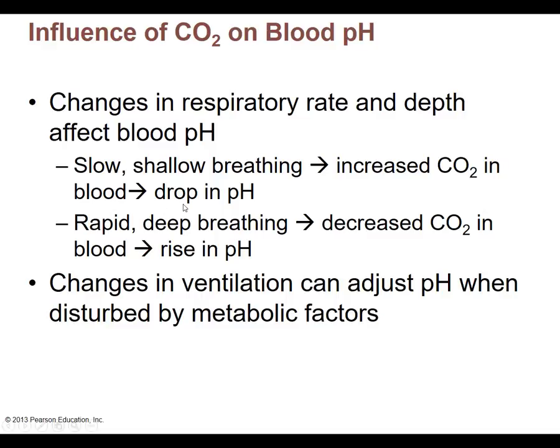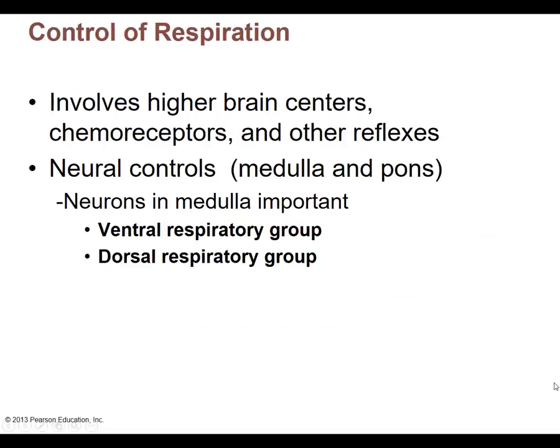Vice versa, if you have rapid, deep breathing, you're going to have less carbon dioxide in your blood, you're going to have fewer hydrogen ions, and you're going to have a rise in pH. So if the pH of our blood changes, we can actually change our ventilation to try to adjust our blood pH.